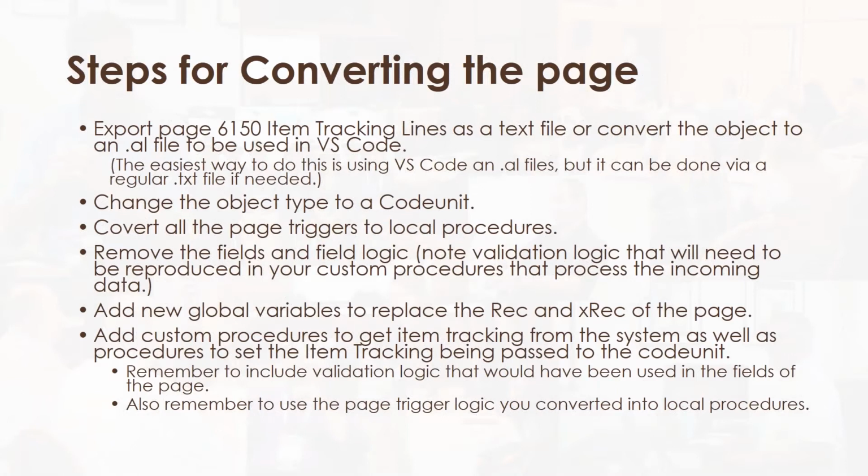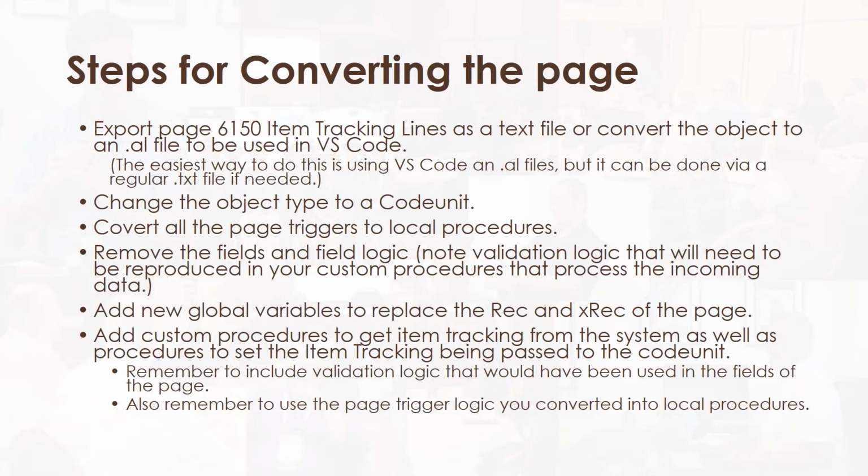All right. So steps for converting the page. I'll do a high level. I'll do a little bit of converting a page, but I already have one made. But basically you export page 6150 item tracking lines as a text file or as an AL file, and then you modify it.